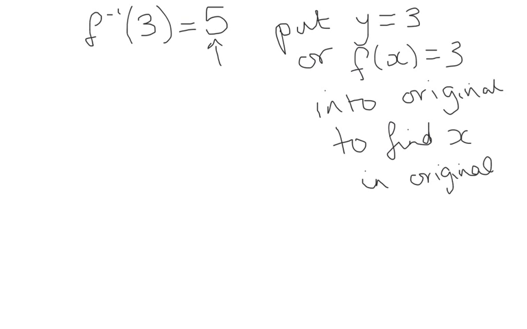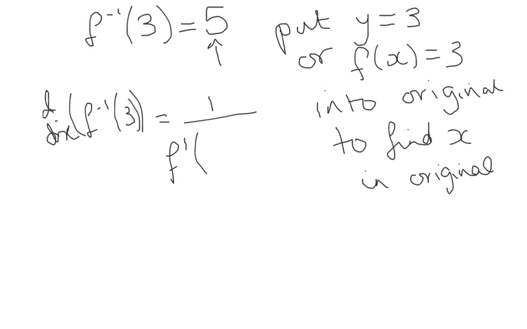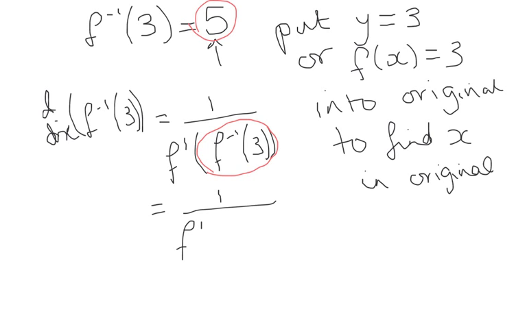The formula for differentiating the inverse function is 1 over f dashed of the inverse function of 3. That's just replacing the x's with 3. So we now know the inverse function of 3 is actually 5. Place that here, f dashed of 5. So we just need to evaluate f dashed of 5.